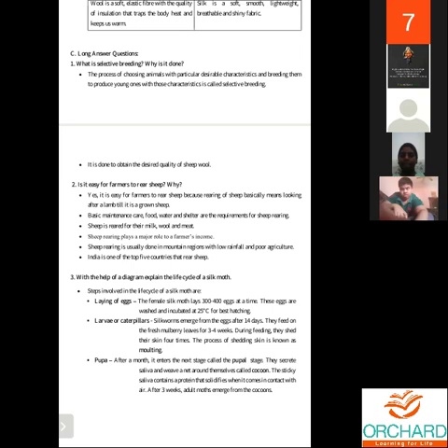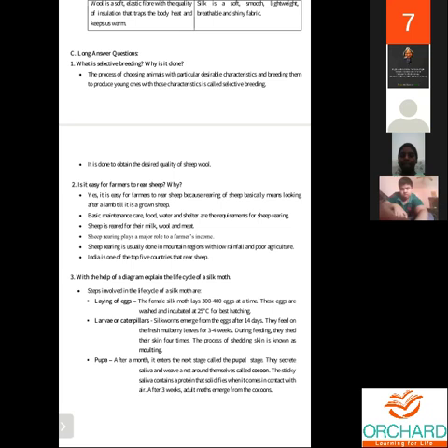So this is like a short answer type question only. It's not like a long answer type question. Only 2 points. Is it easy for farmers to rear sheep? Why? Yes, it is easy for farmers to rear sheep because rearing of sheep basically means looking after a lamb till it is a grown sheep. Basic maintenance, care, food, water, and shelter are the requirements for sheep rearing. These are all basic requirements, but very important. Okay, it has to be taken care of.